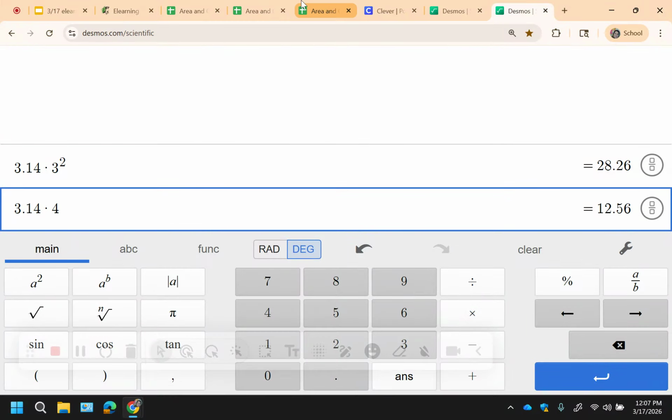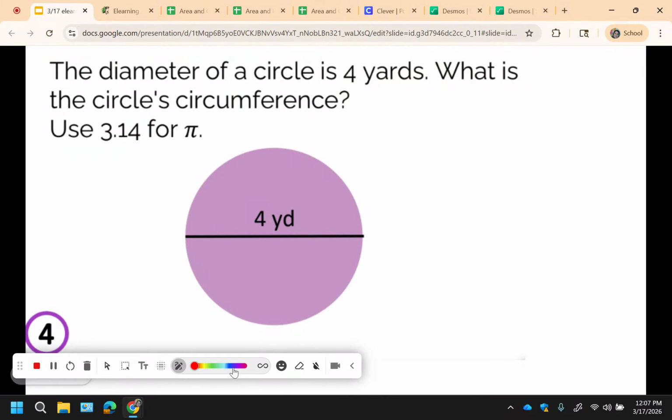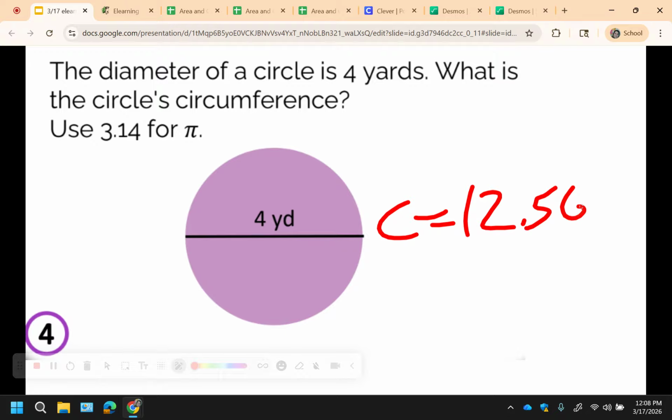And we get 1256. Oh, every time I go to a different, we use the calculator, it's going to disappear on us. Okay. So then for this one, we got 12.56. And so that's what you'll put in for problem 4 on the Google Sheet. And then because its circumference is just yard.